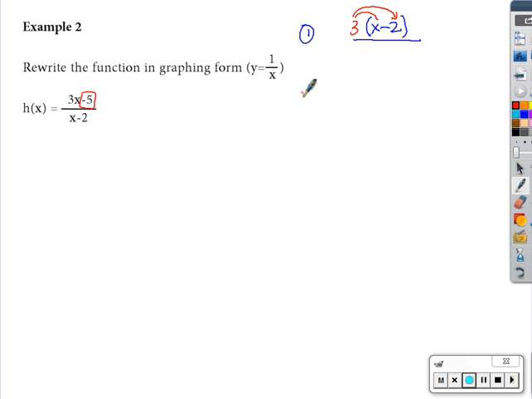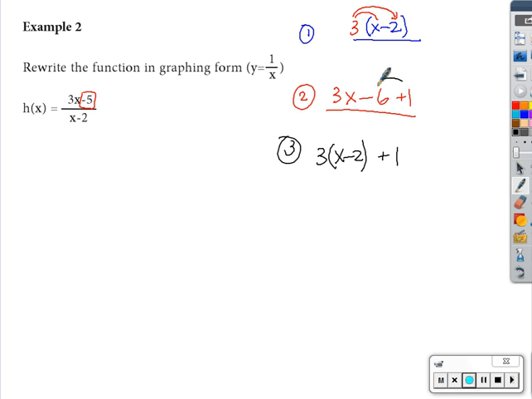So I need to then add or subtract to maintain equality. Let's think about this. My step 2 here is going to say 3x minus 6. I don't want that. I want 3x minus 5. So I'm going to have to add a 1 to maintain equality. Let's recap. In my third step, I have 3 times x minus 2, and then I have to add 1, remember, to maintain equality, divided by x minus 2. The denominator never went away.